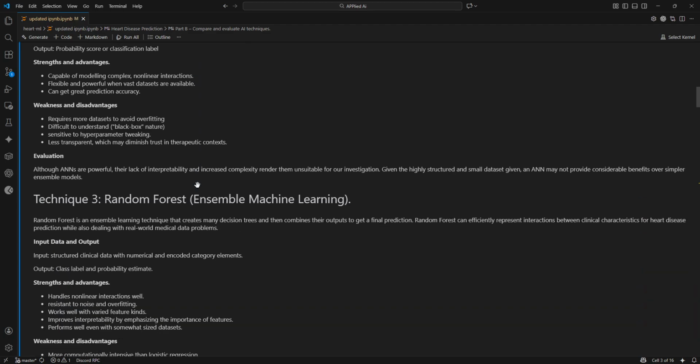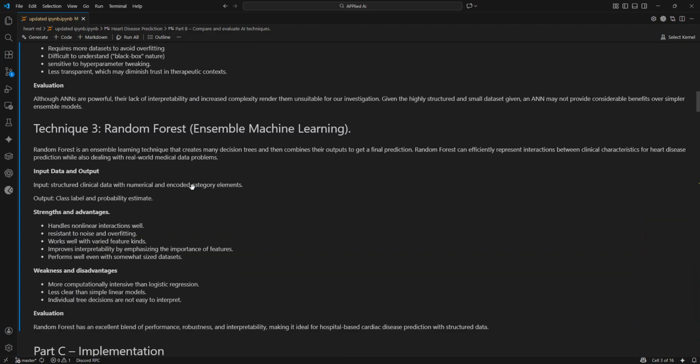Random Forest offers a good balance and it also handles nonlinear relationships well, performs reliably on structured medical data, and remains efficient without requiring specialized hardware. For these reasons, Random Forest is chosen as the most appropriate technique for this implementation.